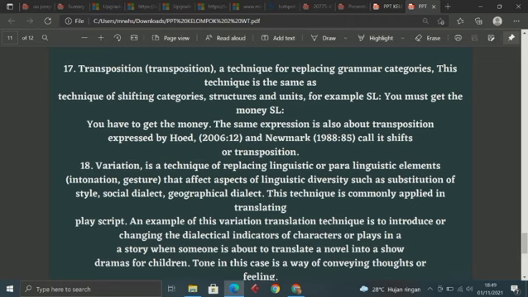The next is variation. Variation is the technique of replacing linguistic or paralinguistic elements, or also intonation and gesture, that affect aspects of linguistic variation, such as changes of style, social dialect, and geographical dialect. This technique is commonly applied in translating. For example, this variation translation technique is used to introduce or change the dialectal indicators of characters or places in a story when someone is about to translate a novel into a show or drama for children. Tone, in this case, is a way of conveying thoughts or feelings.